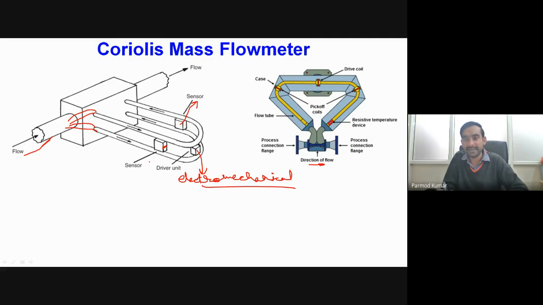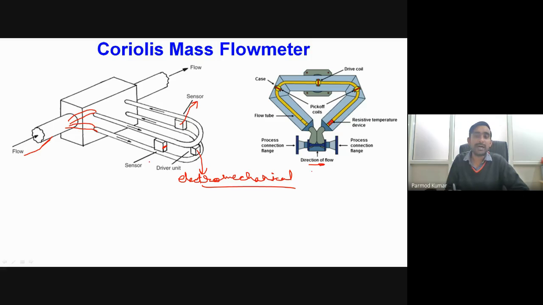Okay, and in addition one RTD sensor is placed here in order to record the temperature of the fluid medium. This temperature measurement may be required when we want to convert the mass flow rate into volumetric flow rate, because in that conversion we have to measure the density of our fluid medium at the given condition of temperature and pressure.